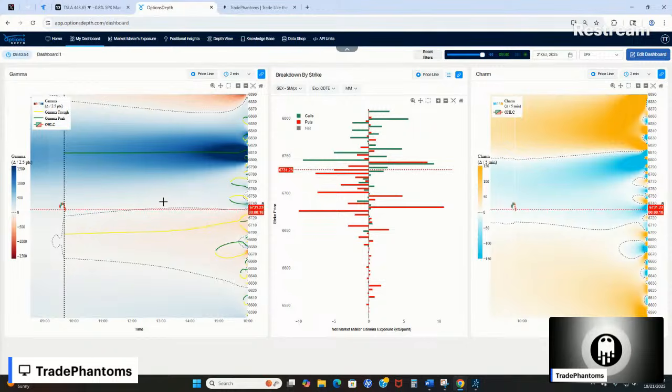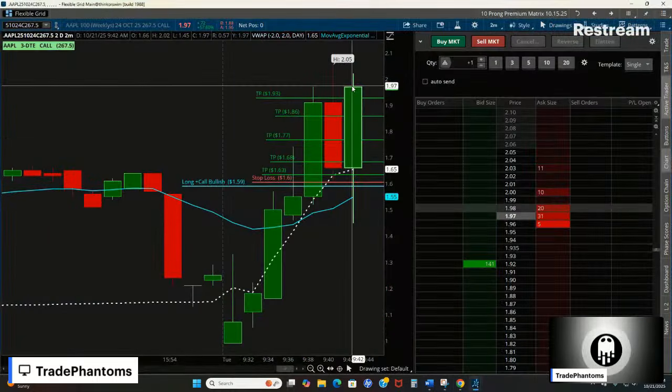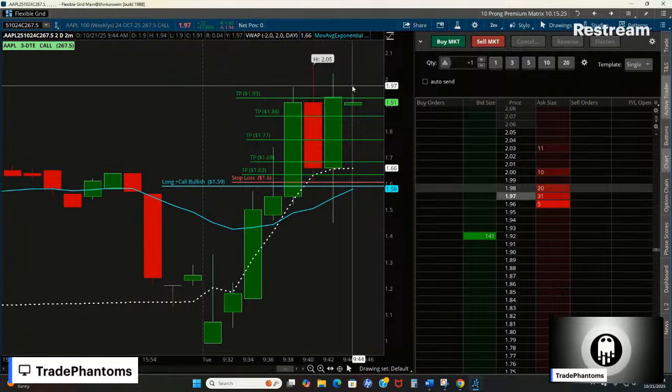All right, Apple going to equal highs. I'm going to shave out some more here of this Apple. If you got stopped at break even, I get it.